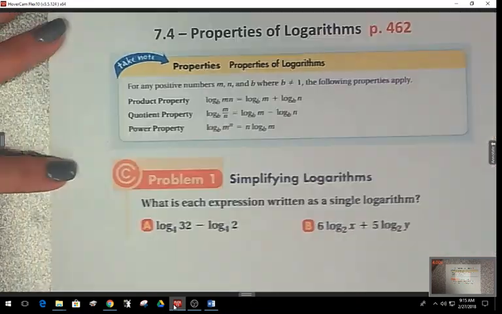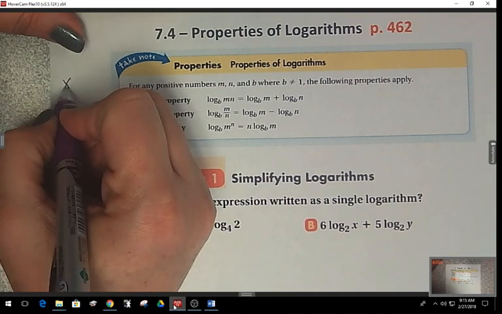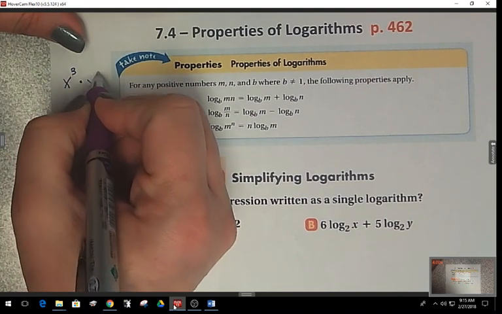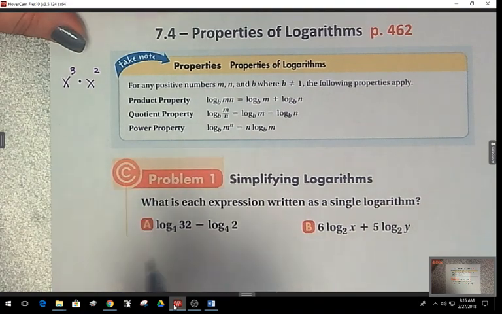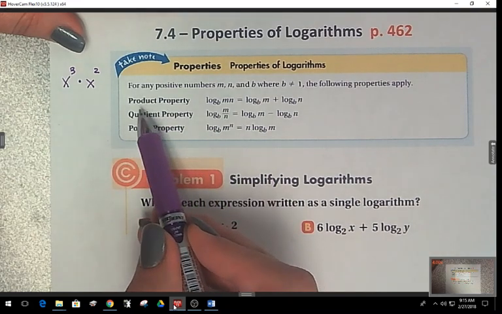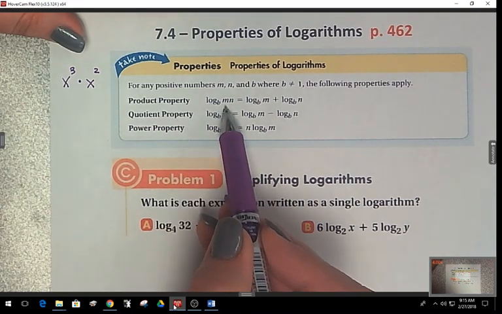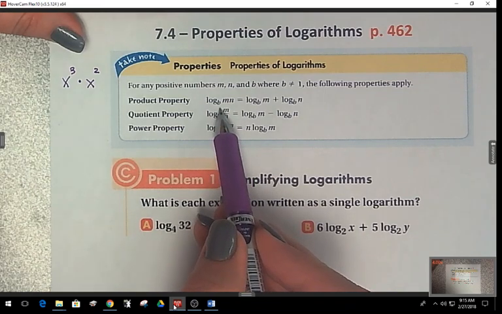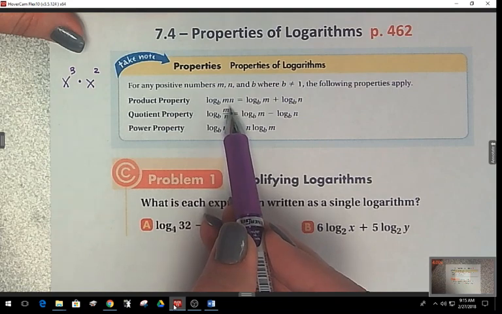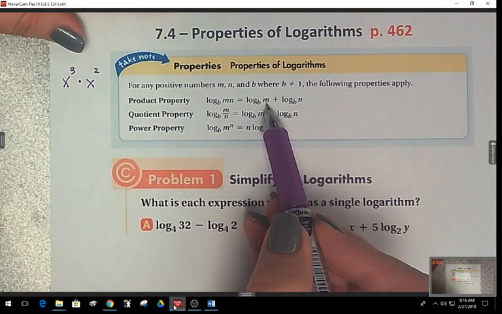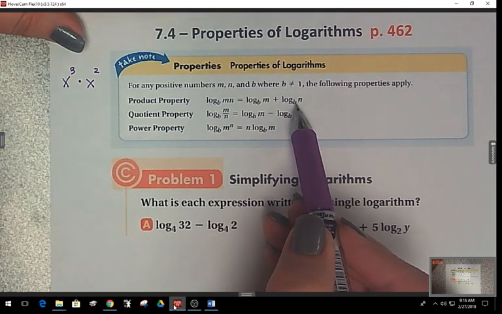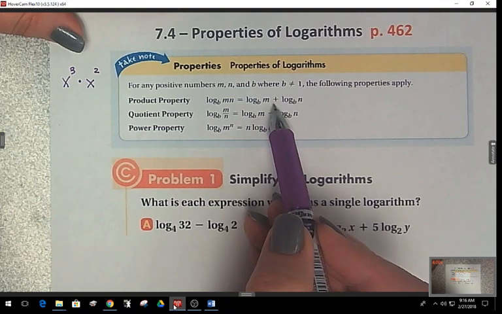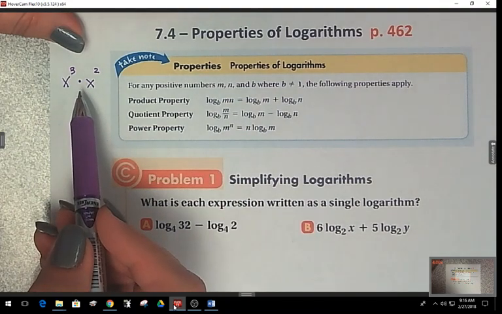Remember, when we had x to the third times x to the second, when it was a multiplication problem, we added our exponents. Well, the same thing is going to be true for logarithms. When it is a multiplication problem, I have the log base b of m times n. I can separate that into separate logarithms by doing the log base b of m plus the log base b of n. So once again, multiplication and addition go hand in hand, just like with our rules of exponents.